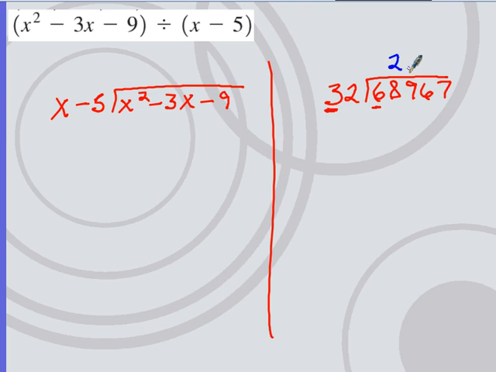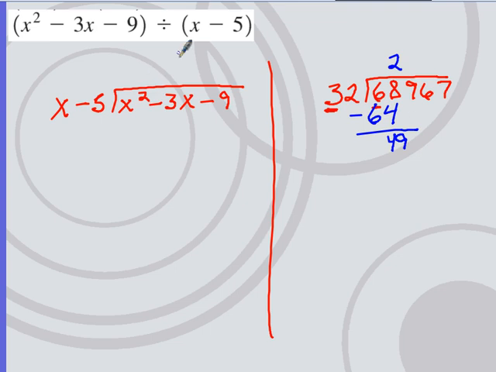32 will go into 68 possibly 2 times. What do we do with that 2? 2 times 32, which is 64. And we subtract: 68 minus 64 is 4. Subtract and bring down. Okay, that's enough of that for now.